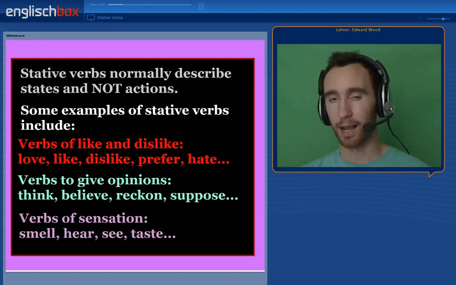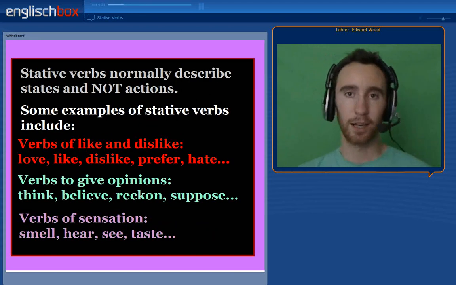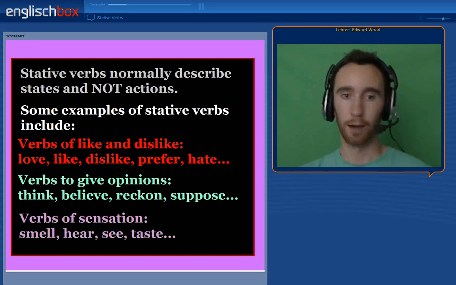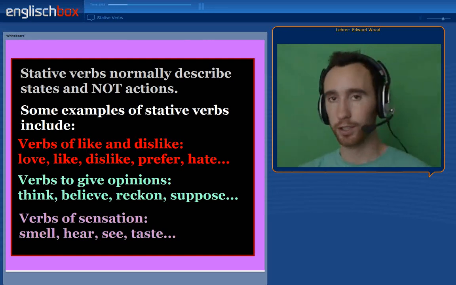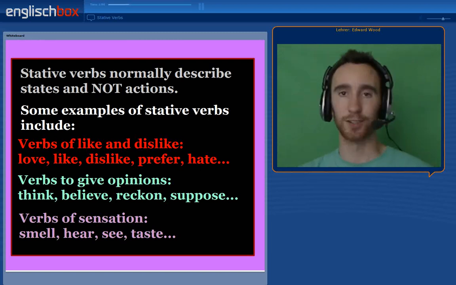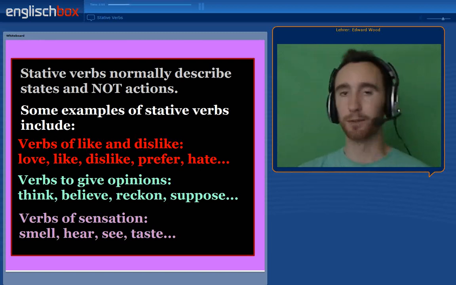Stative verbs, as you can guess from the name, are used to describe states. Examples of stative verbs include verbs of like, such as love, like, dislike, prefer, and hate. Verbs used to give opinions, such as think, believe, reckon, and suppose. And verbs of sensation, such as smell, hear, see, and taste.